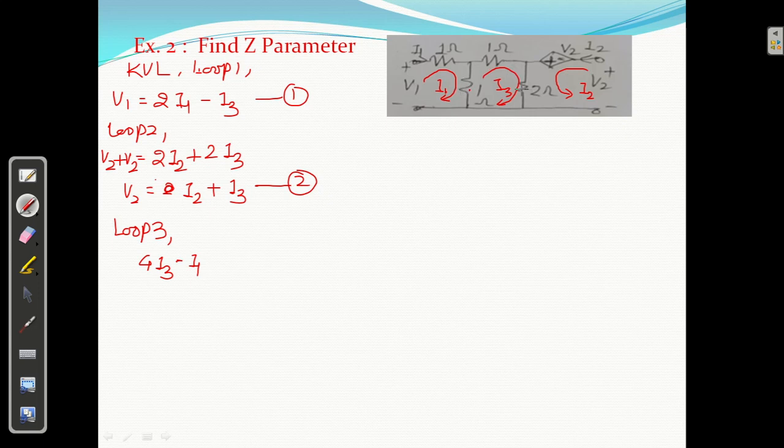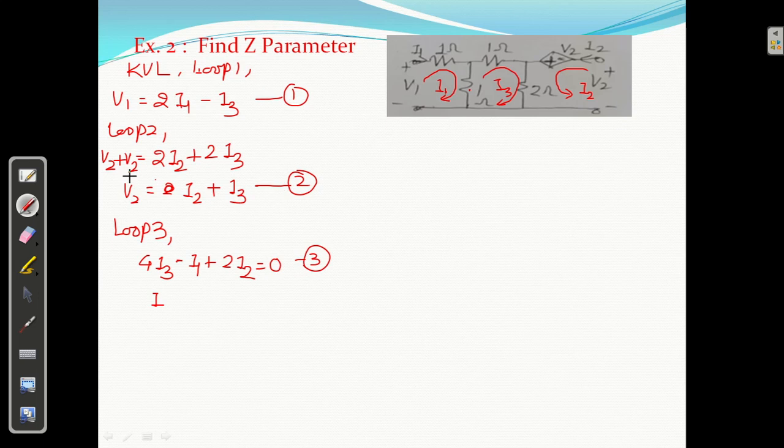In 2 ohm, I2 is also flowing. It is downward. This is also downward. Plus 2 I2 equal to no source of energy in this loop, so equal to 0. So from this equation, I3 equal to what? Okay, equation number 3. We got it.